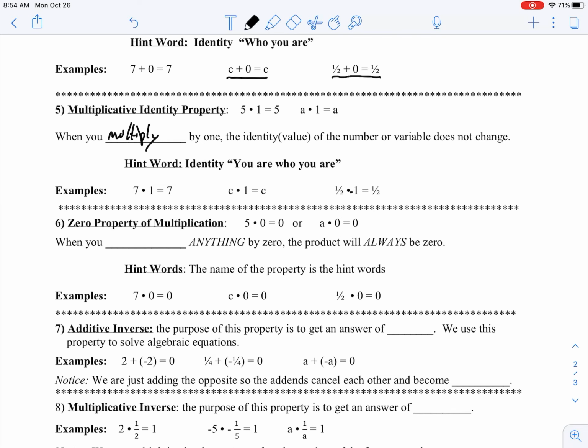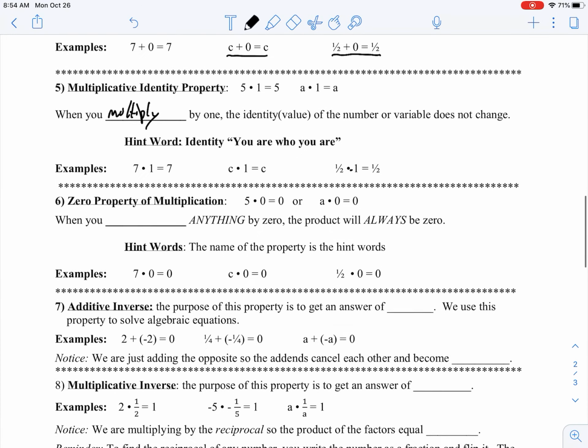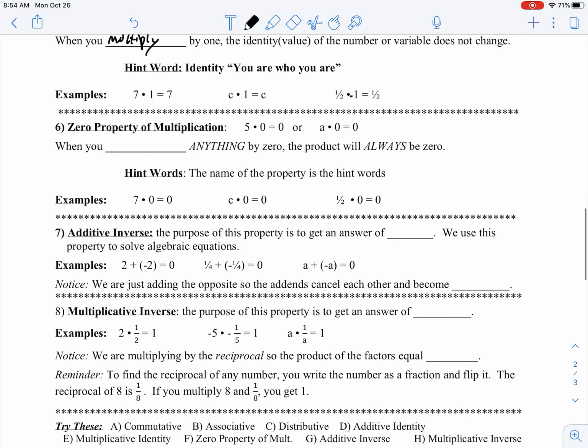So identity means it does not change the number. Multiplying by 1 does not change it, so 1 is the multiplicative identity. Adding 0 does not change it, so that's the additive identity. Next we have the 0 property of multiplication.